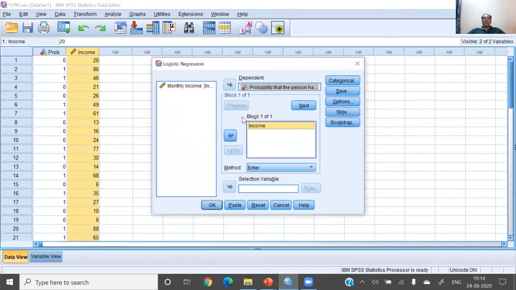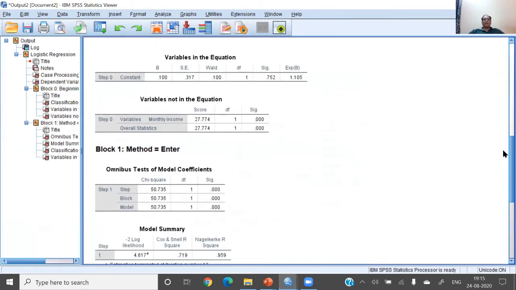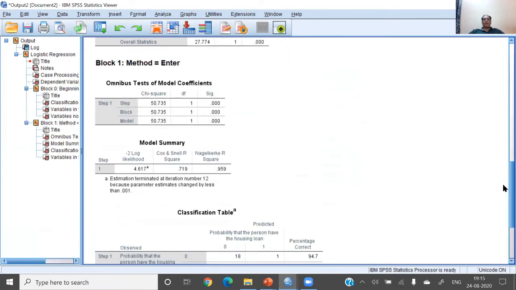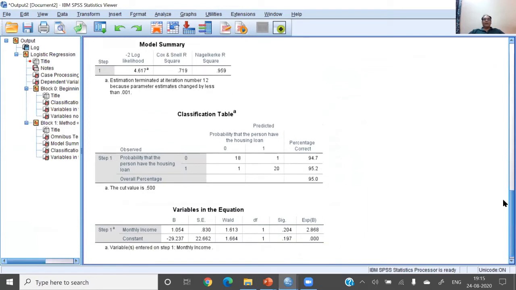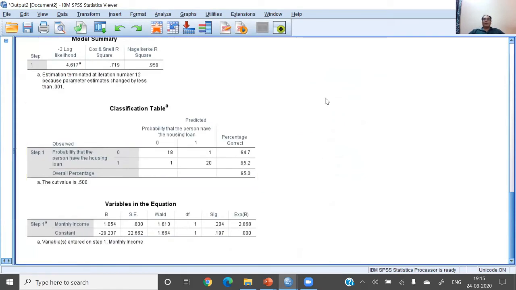So even if you are having 2 or 3 independent variables in the regression, you can send them into this portion, and now we can click on OK. After this, you are having the results, and the basic results are coming in the last 3 tables. This is table number 1, table number 2, table number 3. These are the most important tables, and now I am showing you the meaning of the results.